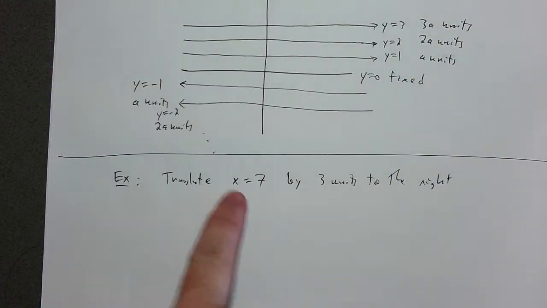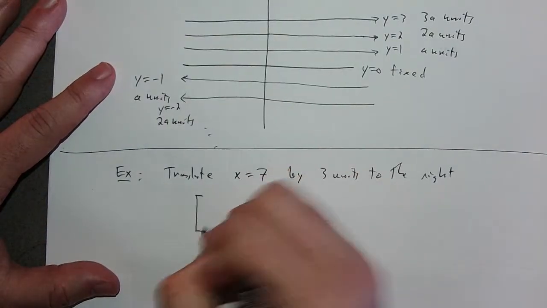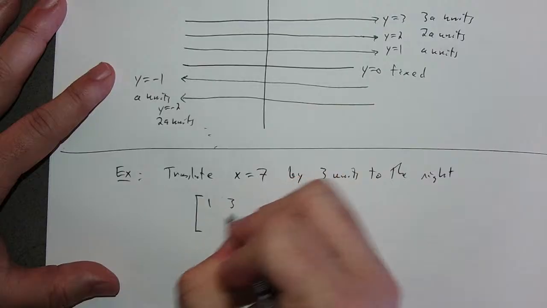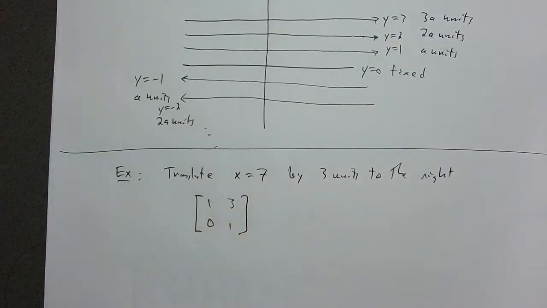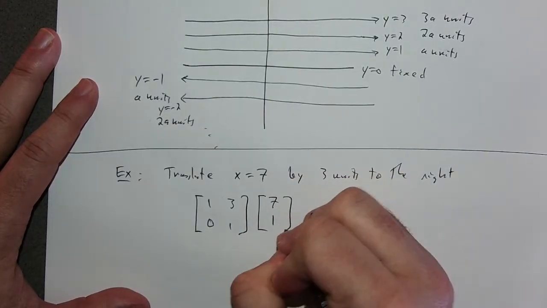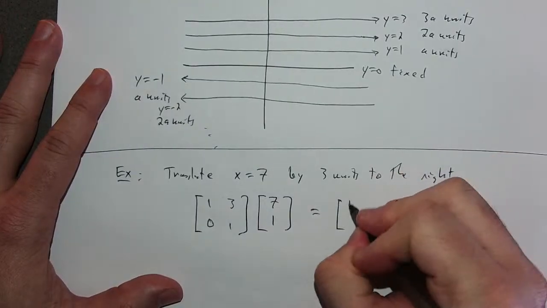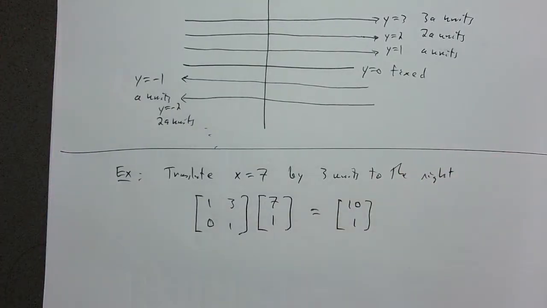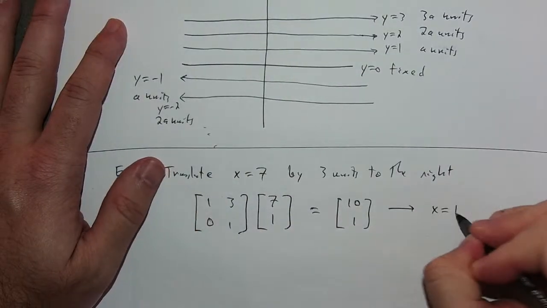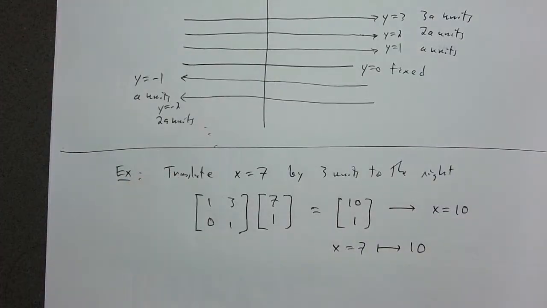Now, obviously, you know how to do this in 1D, right? But writing this as matrix multiplication, rather than simply adding 3 to 7 here, translating by 3 units to the right would be done via this shear transformation matrix. The point x equals 7 in 1D is represented by this vector 7, 1. If we multiply this out, we get 10, 1, which corresponds to x equals 10. And so this does the transformation x equals 7 to 10.